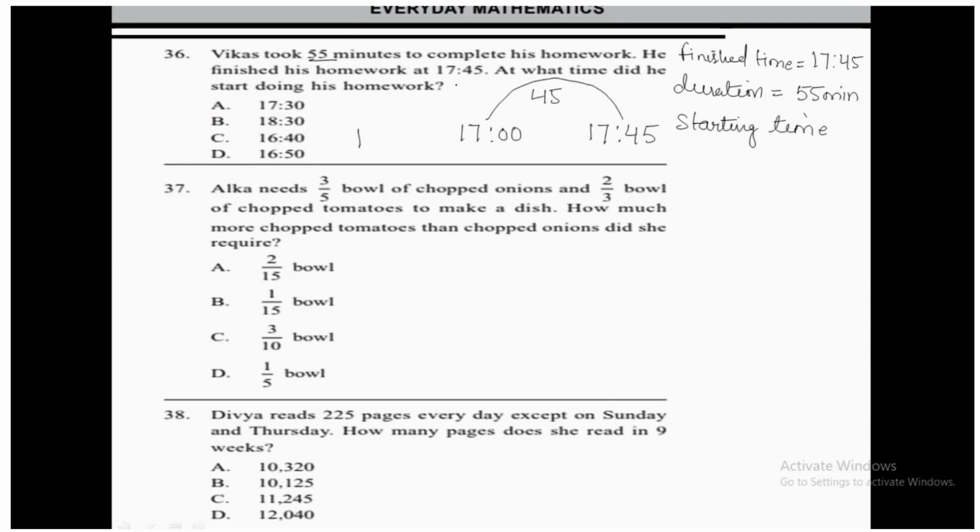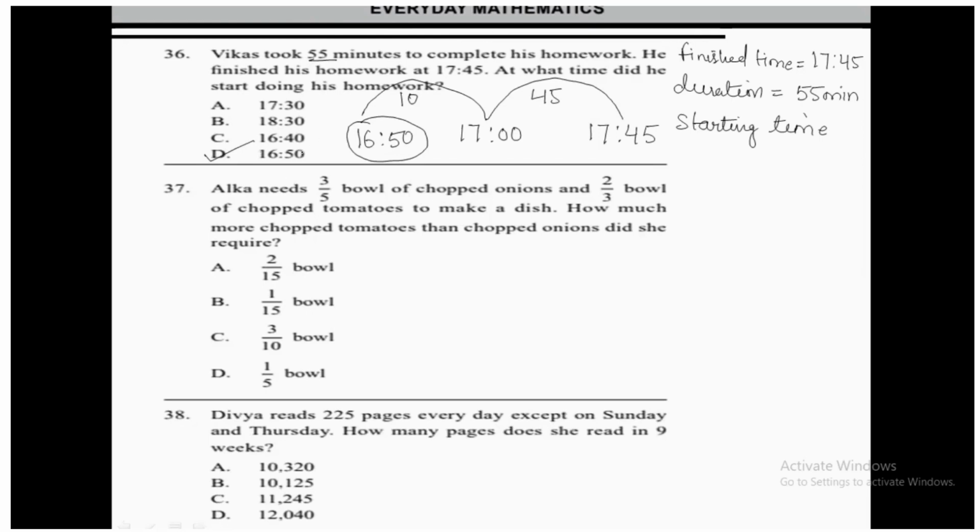hours. Now 5 minutes are still left, because we have to take a jump of 45 only, and he took 55 minutes, so 10 minutes are still remaining. So we will take a 10-minute jump more. So before 10 minutes it should be 16:50. So what was his starting time? His starting time was 16:50. So that is option number D.